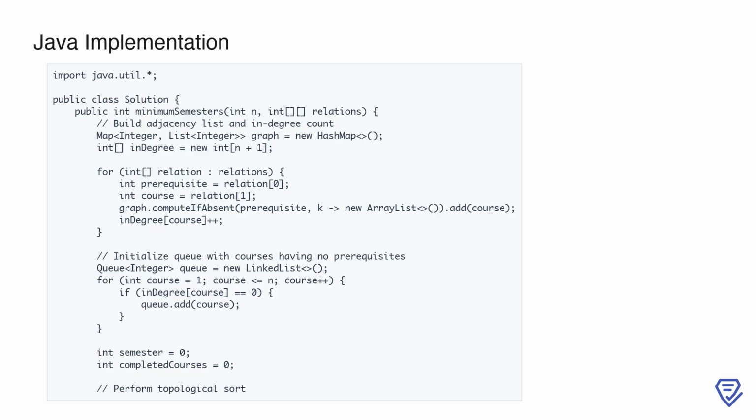Next, we initialize a queue to store courses that have no prerequisites. By iterating through all courses, we add any course with an indegree of 0 to the queue, as these are the courses that can be taken immediately. We also prepare variables for tracking the number of semesters and the count of completed courses, setting both to 0 initially. Finally, we begin the topological sort using a while loop.